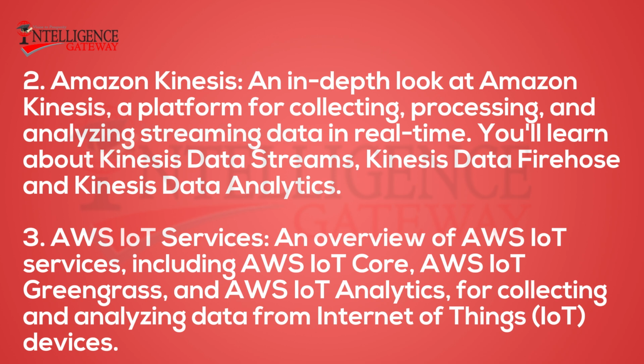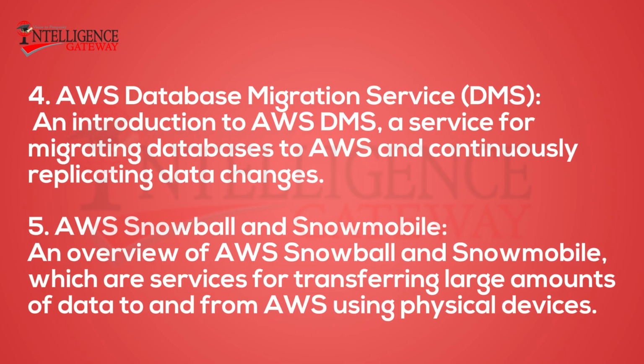3. AWS IoT Services, an overview of AWS IoT services, including AWS IoT Core, AWS IoT Greengrass, and AWS IoT Analytics, for collecting and analyzing data from Internet of Things, IoT devices. 4. AWS Database Migration Service, DMS. An introduction to AWS DMS, a service for migrating databases to AWS and continuously replicating data changes.